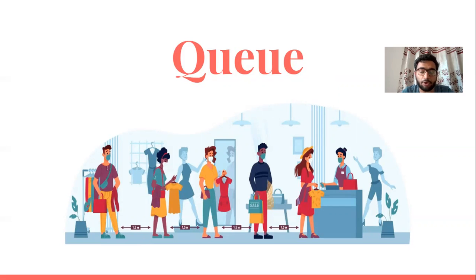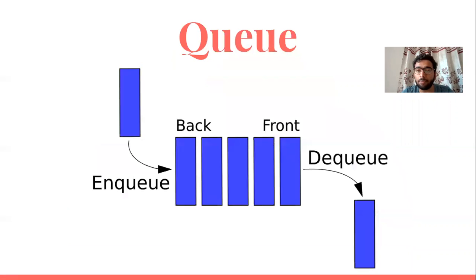Now, there are two different pointers, a front pointer and a rear pointer. The front pointer points to the front of the queue. The front pointer is also sort of a gateway through which we enter the queue, and a rear pointer points towards the back of the queue, and it sort of indicates the termination of a queue.